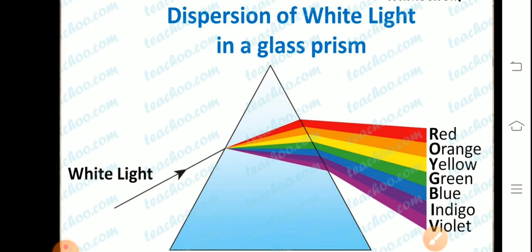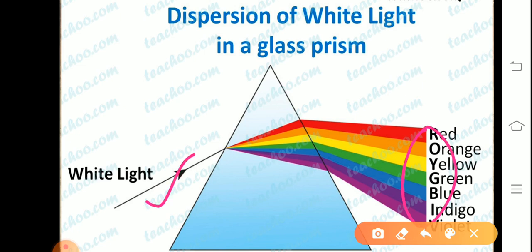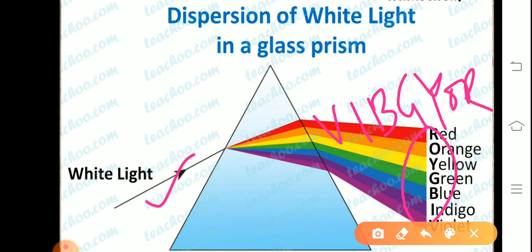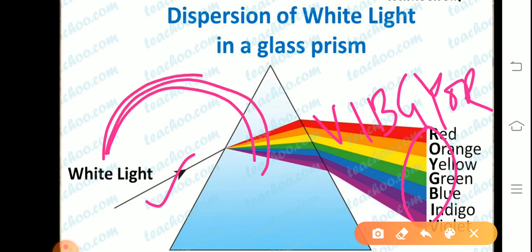Actually these are called VIBGYOR, right? When white light splits into different colors, it forms VIBGYOR. You might have seen a rainbow form in the sky just after a rain shower, right? It must have fascinated you with the spectacular colors appearing as a semicircular band, like 7 colors, right?